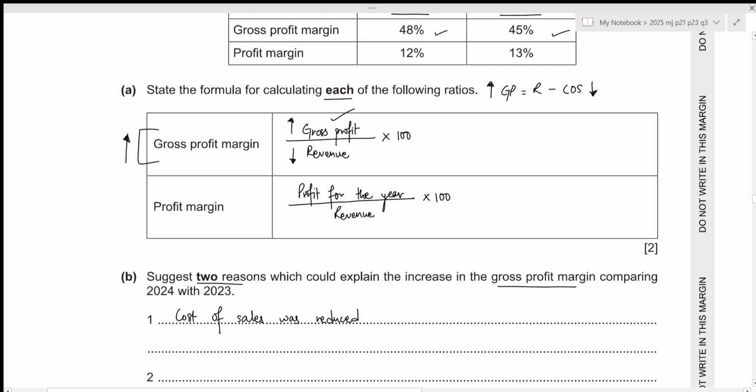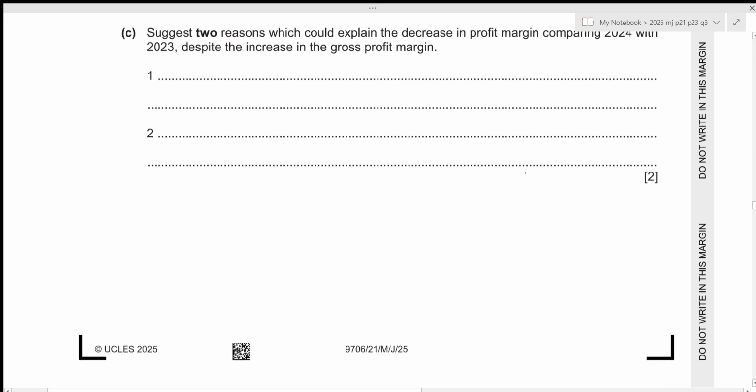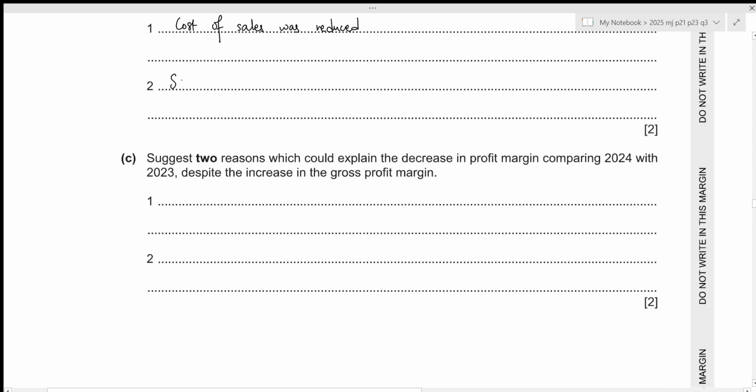All right. Then another thing is that if we want our gross profit to increase, then revenue will also increase. So instead of just saying total revenue, we can see that maybe the selling prices were increased, due to which the total revenue increased. Let's write it down. Selling prices were increased. Okay, that is all for the second part.